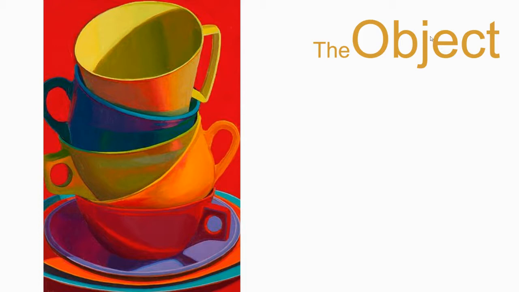The object could be anything. Let's say you paint some cups. Well, cups are an object. Or you could paint a hammer or a screwdriver or your bicycle. All those things fall under the category of the object. And that's the first one of the 9.